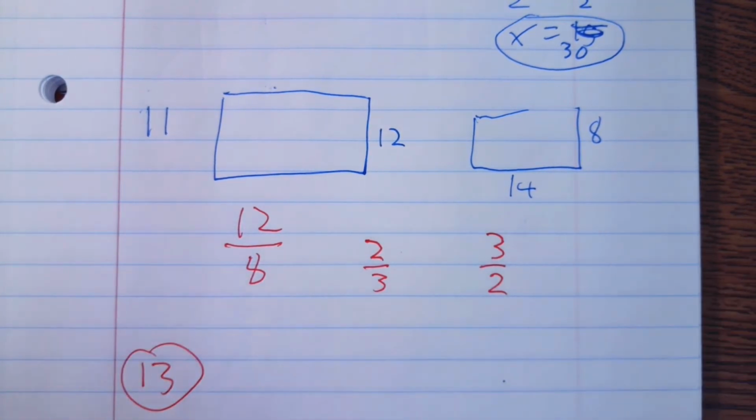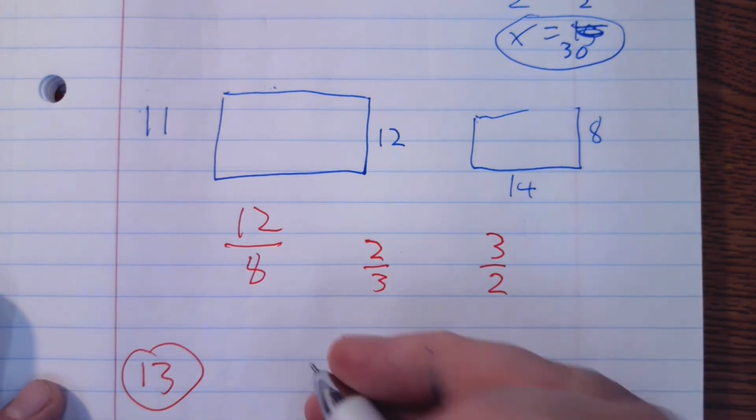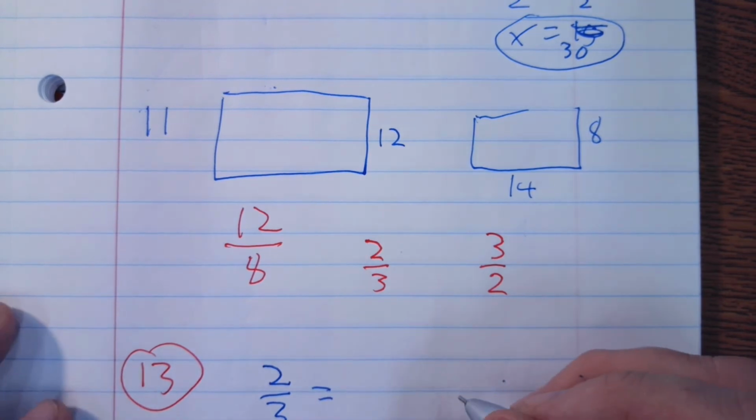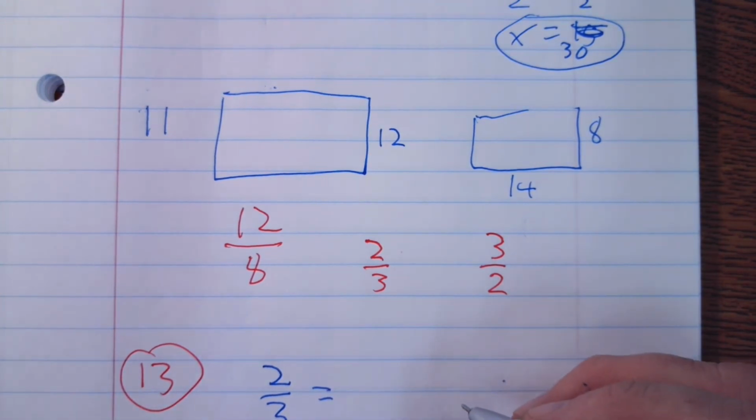All right, it says two polygons are similar. The perimeter of one polygon and the ratio of the corresponding side lengths are given. Find the perimeter of the other polygon. That should be easy, right? I have a ratio on number 13 of 2/3. And they give me the small polygon, so I'm supposed to find the big polygon.